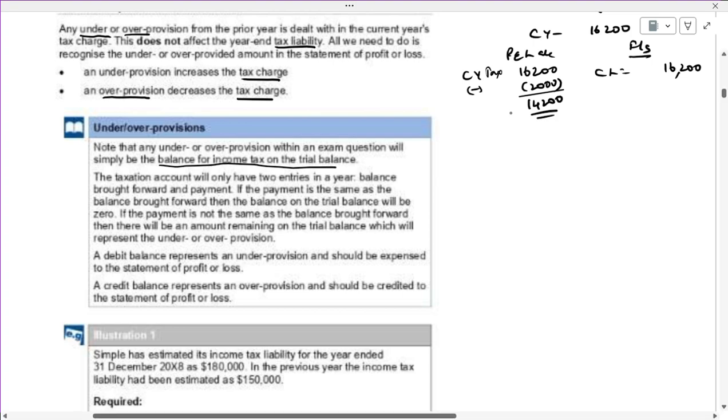The taxation account will only have two entries in the year: balance brought forward and payment. If the balance is the same as the balance brought forward, this is where we talk about how it is going to be accounted. A debit balance represents under provision, a credit balance represents over provision. I have given the example of a credit balance, which is over provision. Fine.